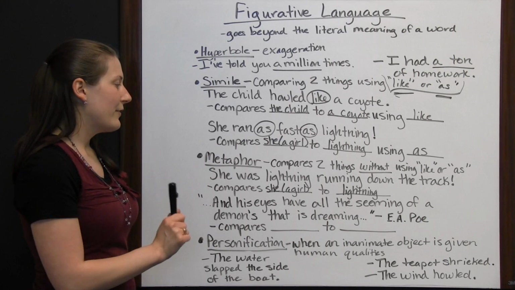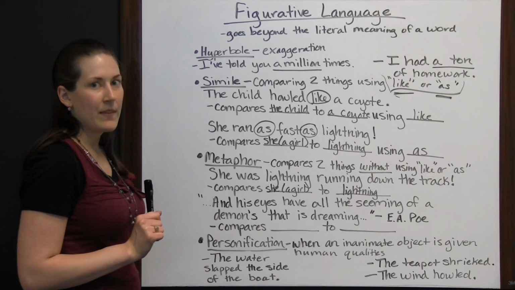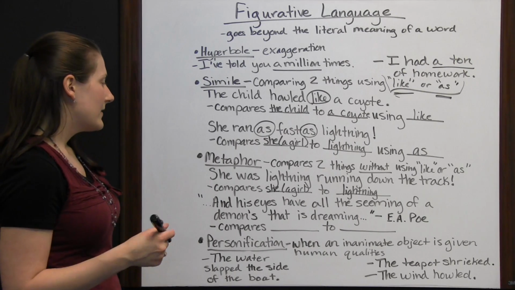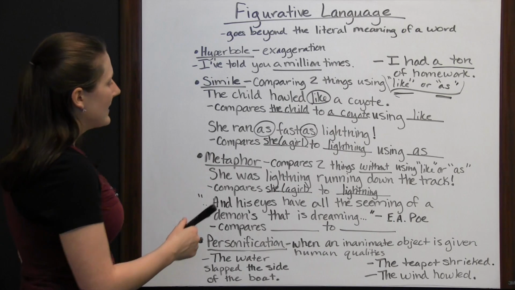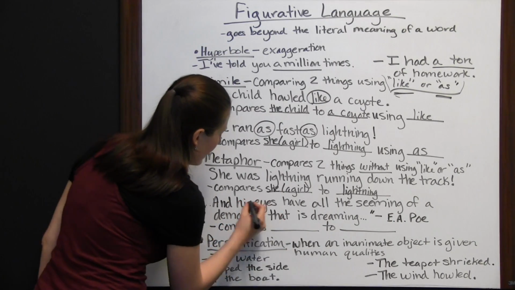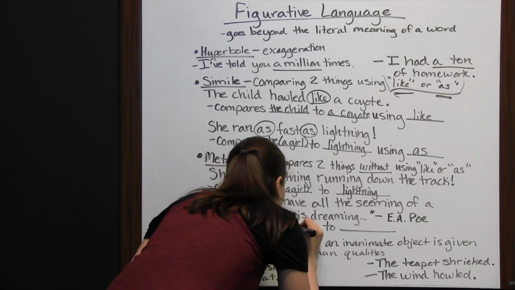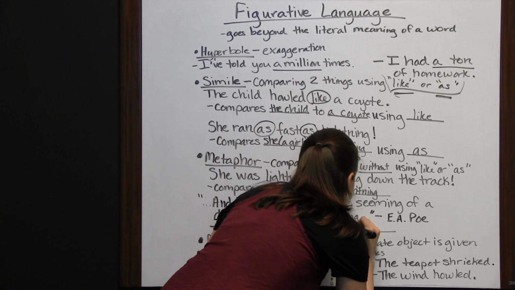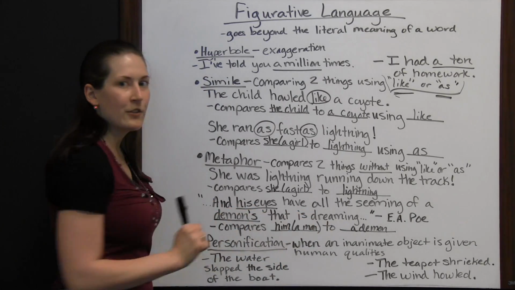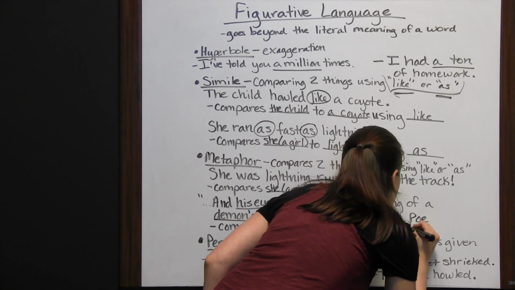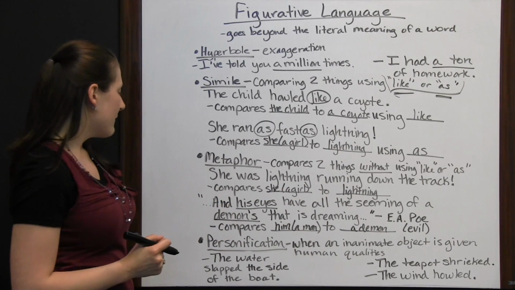Let's look at this. And this is an excerpt from Edgar Allan Poe's poem, The Raven. "And his eyes have all the seeming of a demon's that is dreaming." Now this one's a little trickier because it doesn't just come out and say, this was this, or this is this. Like here it said she was lightning. But it says that his eyes have all the seeming of a demon's that is dreaming. So we're comparing his eyes to a demon's eyes, which is basically comparing him, or a man, to a demon. If his eyes are like a demon's eyes, then this man is being compared to a demon, which is to maybe say that the man is evil. It doesn't mean he's literally a demon. It means he's got some characteristic of a demon. He's maybe an evil person.